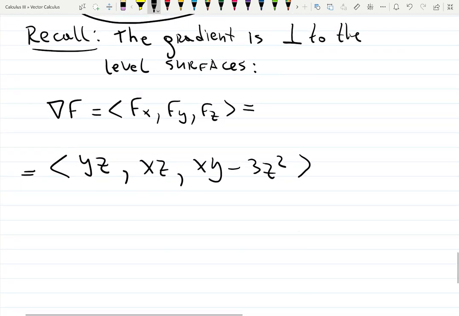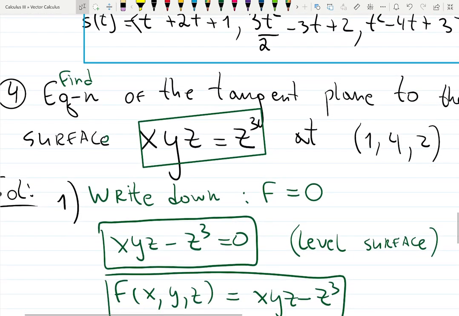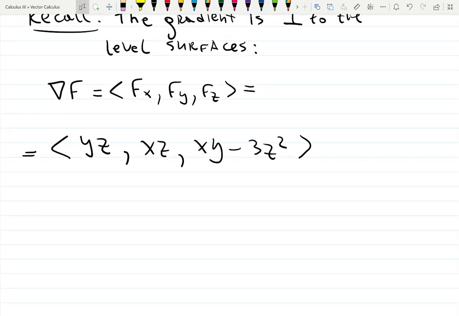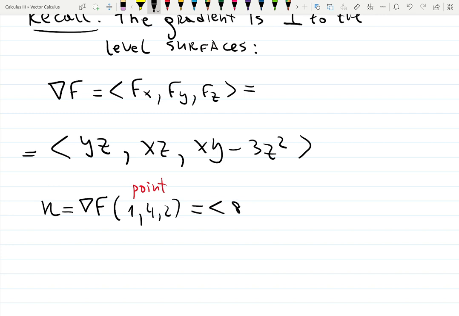And at the point. The point was given, let's check, 1, 4, and 2. So n, the normal vector, matches the gradient, because the gradient is perpendicular to the level surfaces. So you can plug in the point 1, 4, and 2. That's what we need, because we need n at the given point, not literally everywhere. We need a fixed normal at the point. Plugging into this vector, we get 8, 2, and minus 8. You can check. I just plugged in.